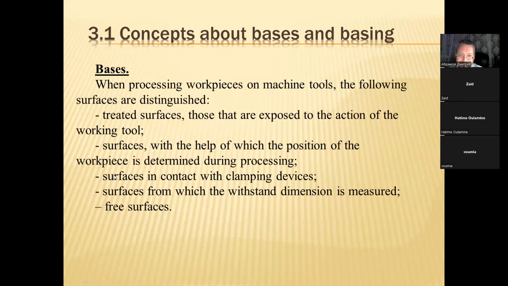Surfaces in contact with clamping devices.